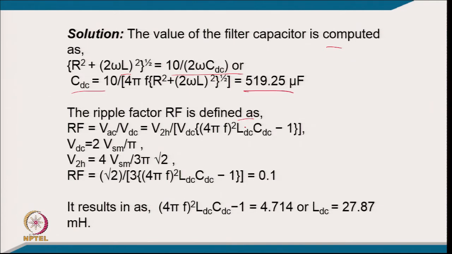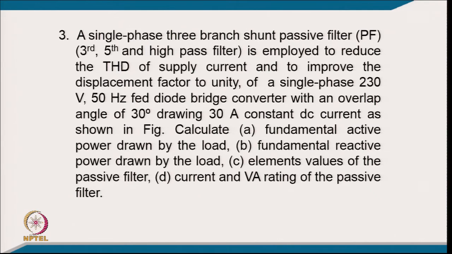The ripple factor is defined as RF equal to VAC upon VDC. Putting in the values of all these components, the ripple factor comes to 0.5 with this value of the capacitor. The inductor value comes to 27.87 millihenry. So, that is the design of that LC filter.